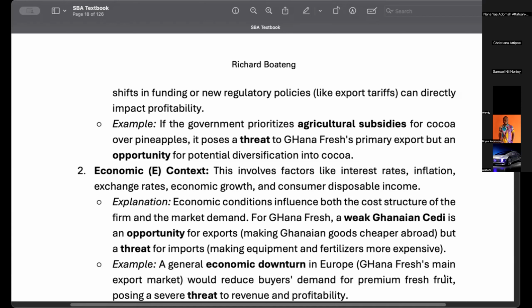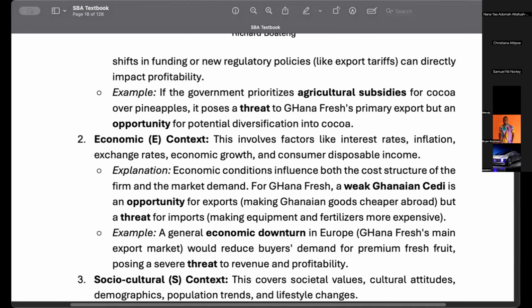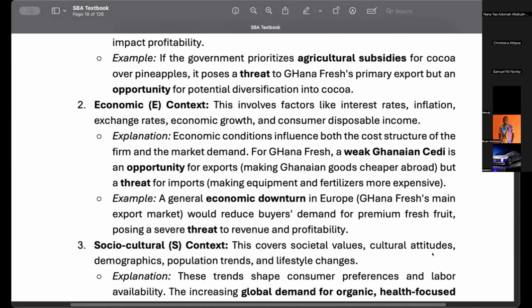Economic context. Please, if you have any question, you can stop me because I'm having a discussion with you. So you can always, if you have an example you want to share, raise your hand and I can allow you to do so. So economic context involves factors such as interest rates, inflation, exchange rates, economic growth, and consumer disposable income.